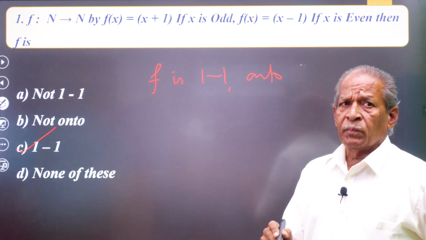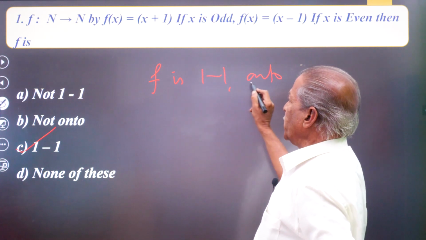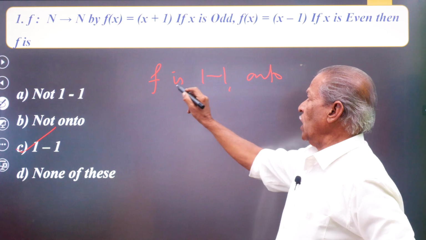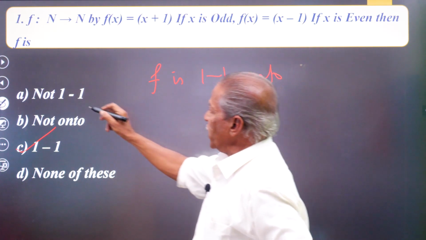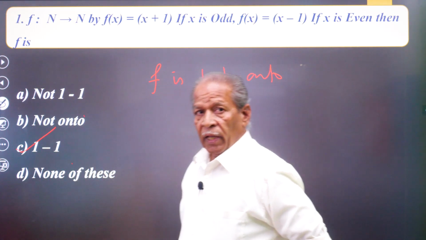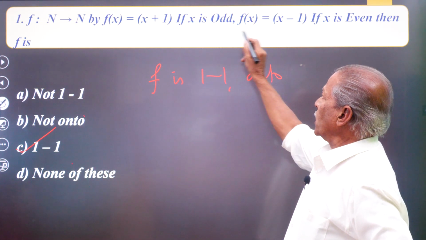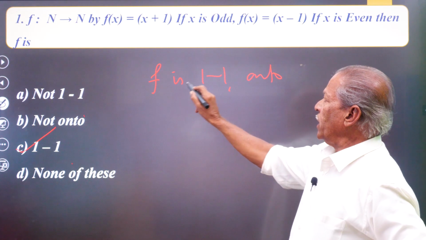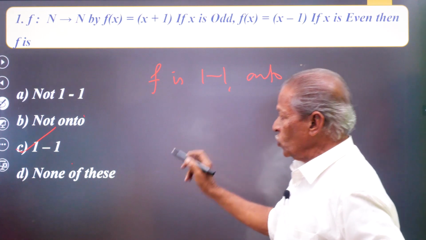So, use the shortcut method. That is, the result should be taken for granted in your mind. F is 1-1 and onto. I am checking that it's not true, it's a correct one. Therefore, hereafter, whenever this type of problem is coming, you have to keep in mind that it is 1-1 and onto and use the result.